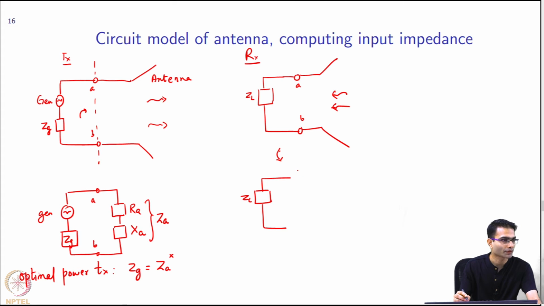What do you think will happen across from here? What should I draw? What will be the equivalent? A voltage source, right? There is some voltage induced in the terminal. So I have some Vt induced, and Za remains the same.